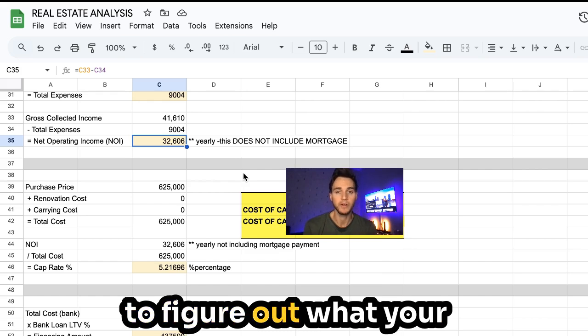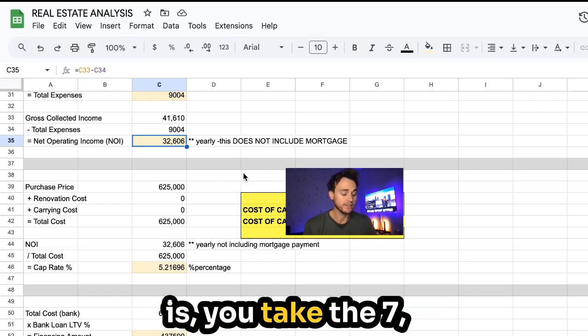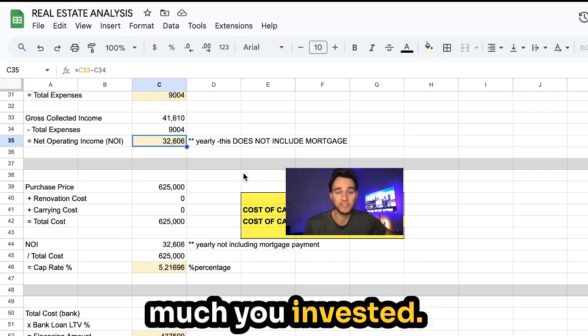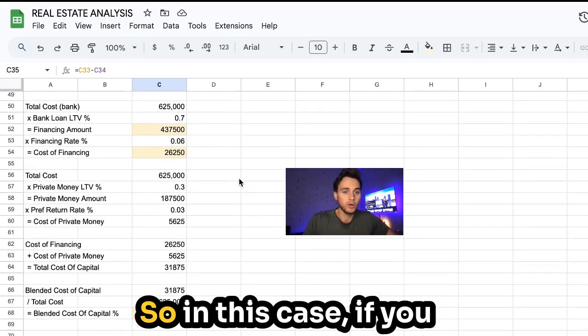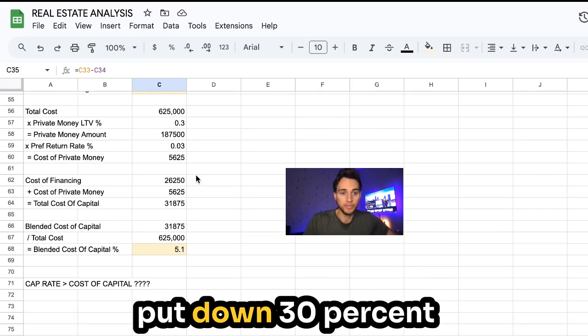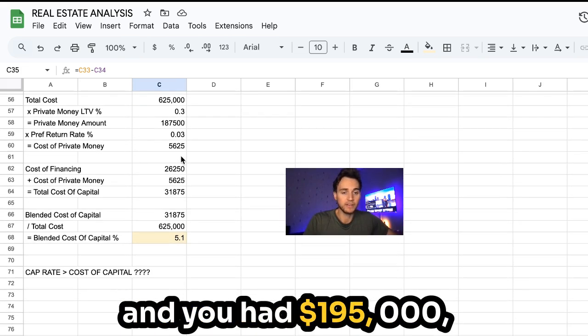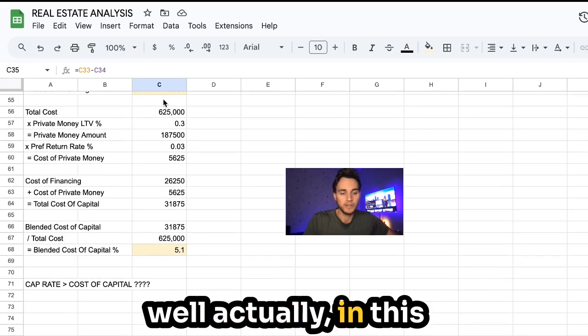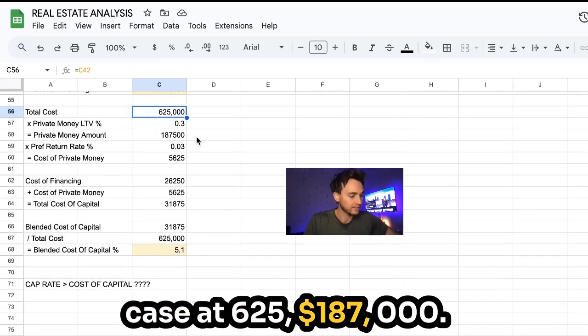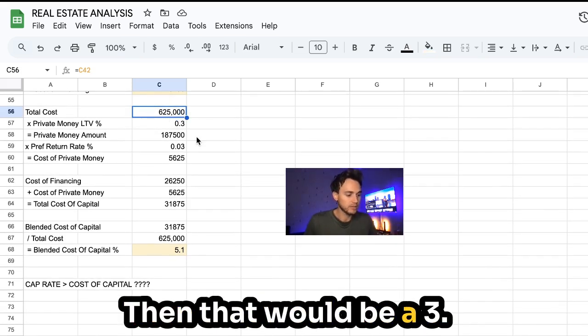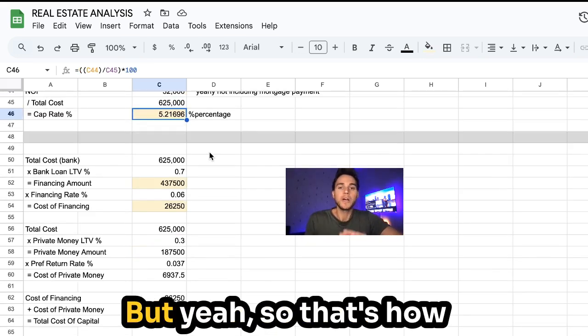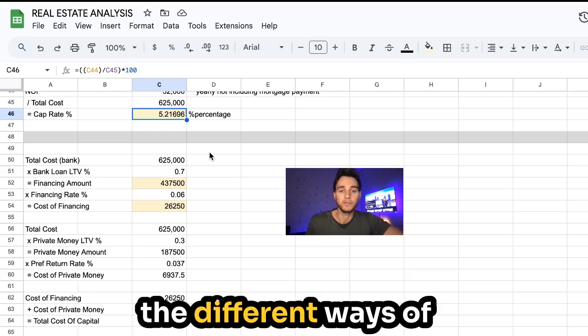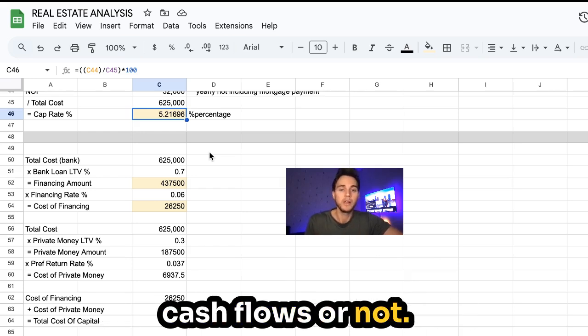And then if you want to figure out what your return on investment is, you take the $7,000 divided by how much you invested. So in this case, if you put down 30%, you had $195,000. Well, actually, in this case, at 625, $187,000. Then that would be a 3.7% return. But yeah, so that's how you're going to navigate the different ways of determining if something cash flows or not.